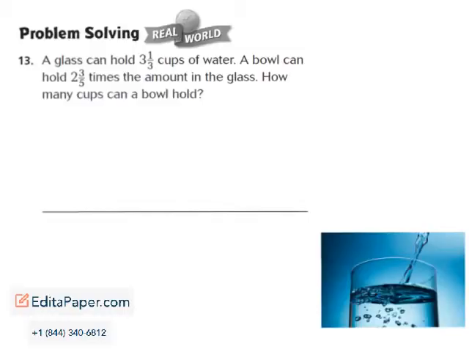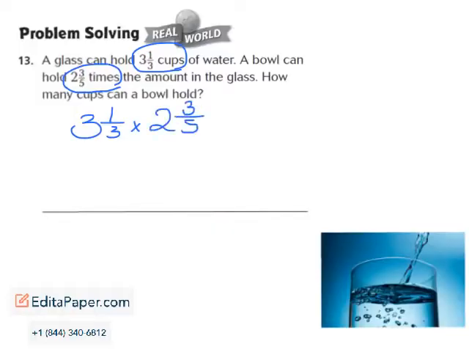So what we know is this. We know that a glass can hold 3 1/3 cups of water. So we're going to start out with our 3 1/3 cups. And we know that a bowl can hold 2 3/5 times the amount in the glass. So we're going to go ahead and multiply that 3 1/3 times our 2 3/5. So the question is, how many cups can a bowl hold?